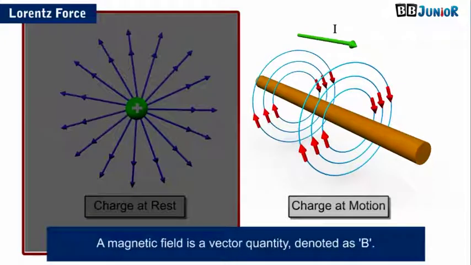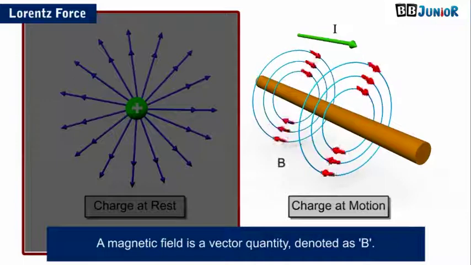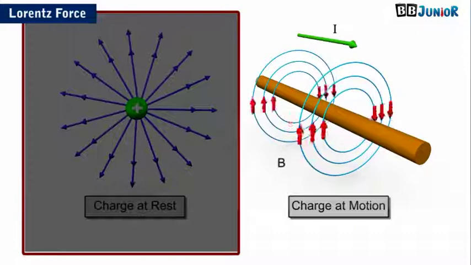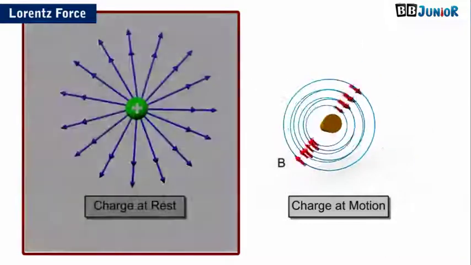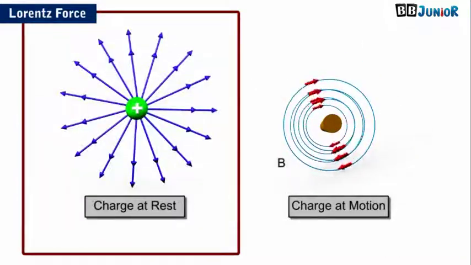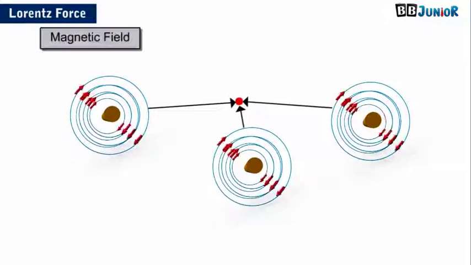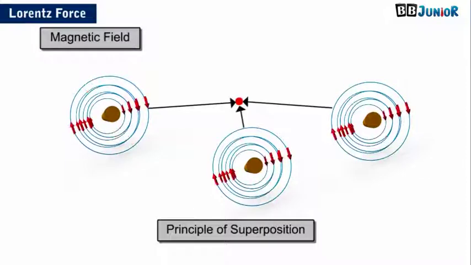A magnetic field is a vector quantity. It is denoted as B when we represent it vectorially. The properties of a magnetic field are identical to those of an electric field. Similar to an electric field, the magnetic field also obeys the principle of superposition.